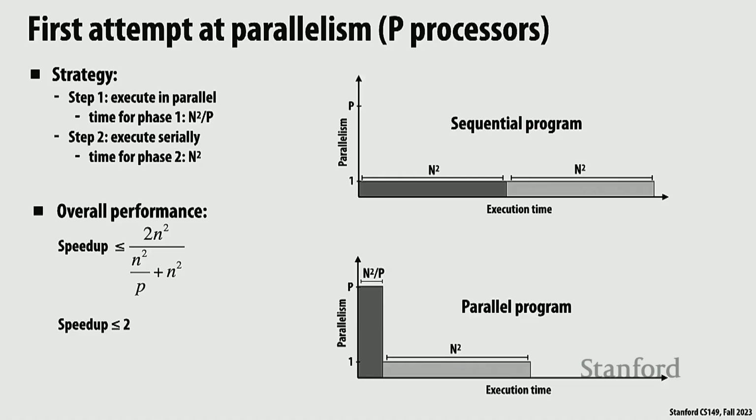There's nothing I can do. I can't be any fancier here. If I went to 1,000,000 processors, I would still be bounded by 2. Okay. Now, what else could we do?